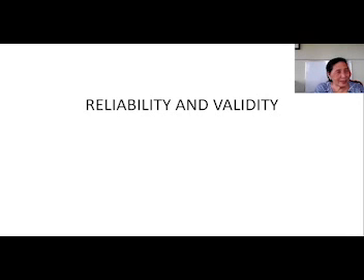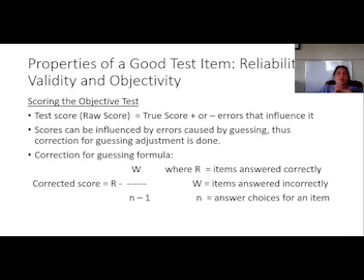However, if you give an essay, even if it's a restricted type of essay, given the scoring to two individuals, there will certainly be maybe a slight or a huge difference in their scoring. That's why we say that an essay is subjective. So let's talk about reliability and validity. Very important concepts in test development. Now let's talk first about the properties of a good test item, and these are reliability, validity, and objectivity.